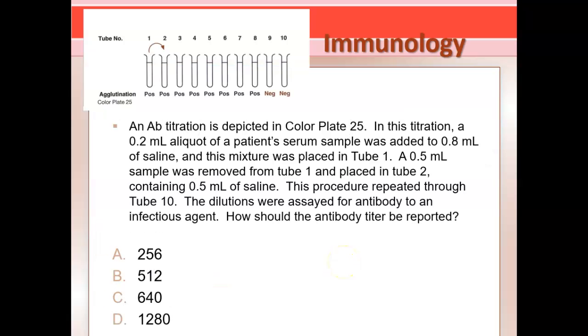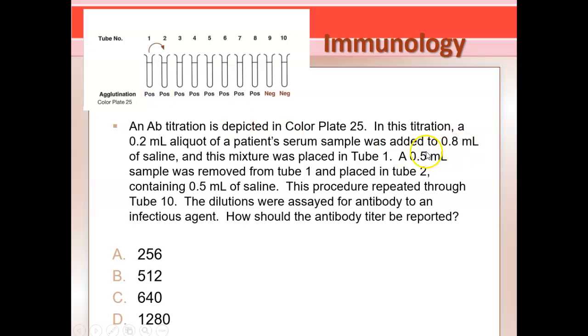Okay, now the final question for what we learned today. An antibody titration is depicted in color plate 25. Here is color plate 25. In this titration, a 0.2 milliliter aliquot of a patient's serum sample was added to 0.8 milliliters of saline, and this mixture was placed in tube 1. So in tube 1, you might want to get out a pencil and paper and draw this out. In tube 1, we have 0.8 milliliters of saline and 0.2 milliliters of a patient's serum.